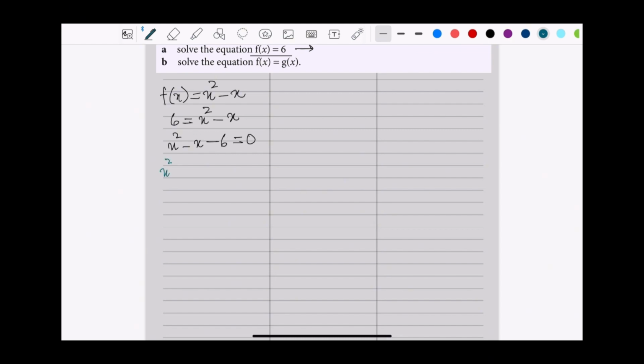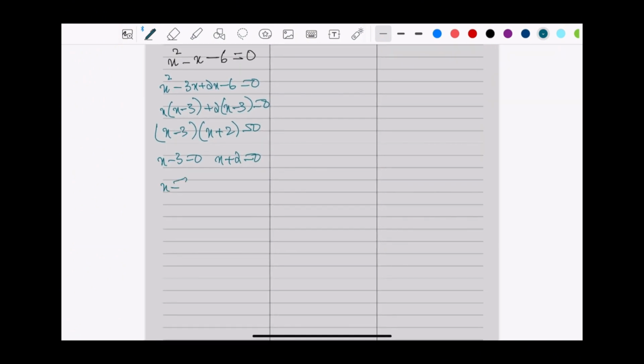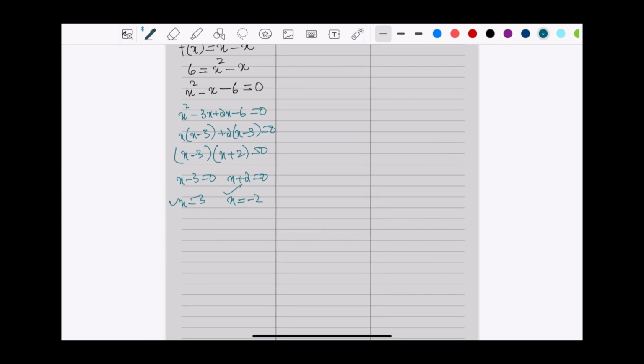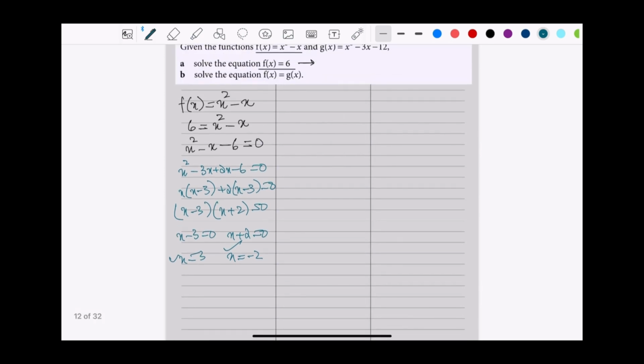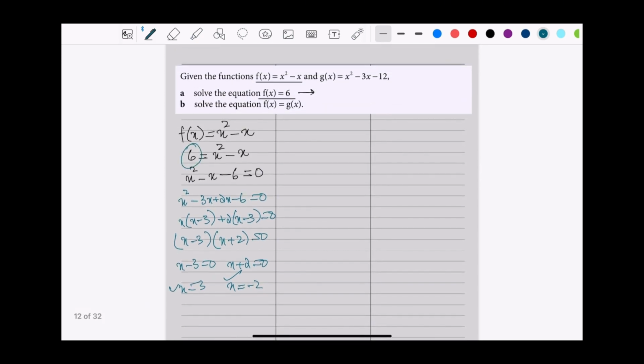x squared minus 3x plus 2x minus 6 is equal to 0. Taking x common, x minus 3, and taking plus 2 common from here, x minus 3. In both the terms, x minus 3 is common, so x plus 2 equals 0. So x minus 3 equals 0, x plus 2 equals 0, and x is equal to 3, x is equal to negative 2. So these are the two values of x where the function f of x becomes 6.